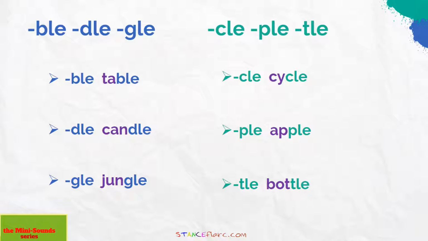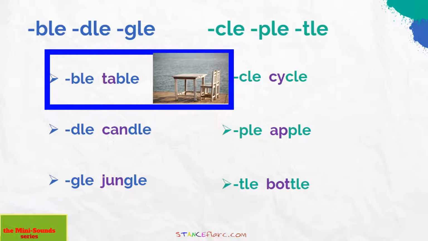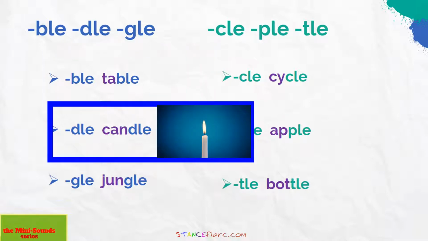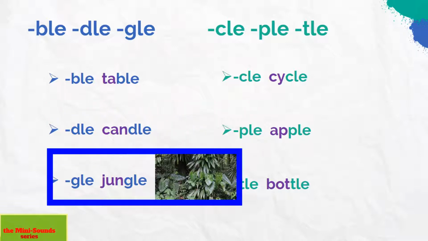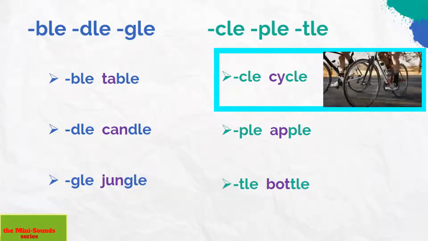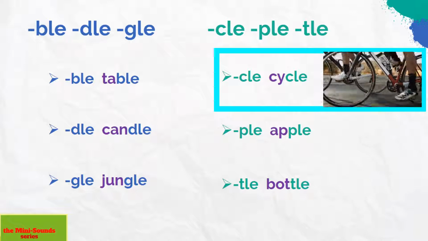it appears in these endings: B-L-E, as in the word table. Table. As you can hear, there is no E sound at the end of this word. Table. In the ending D-L-E, as in the word candle. Candle. G-L-E, as in jungle. Jungle. And with voiceless consonants, as in the ending C-L-E and the word cycle.